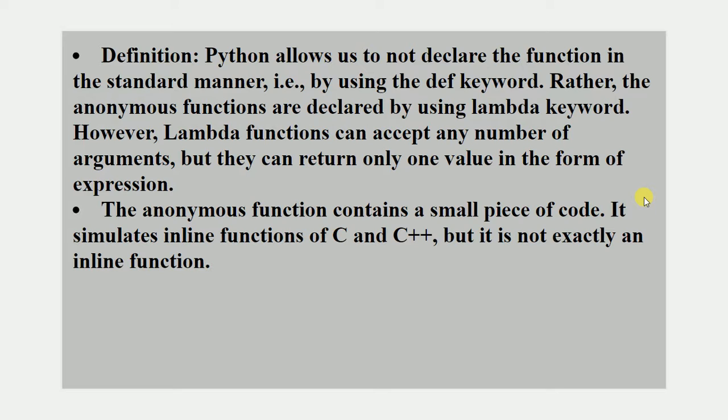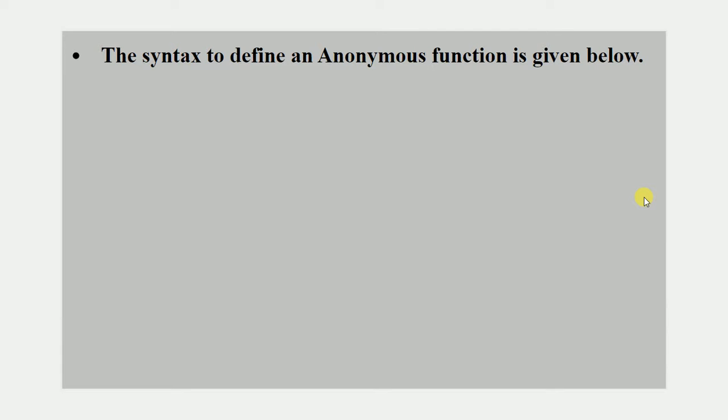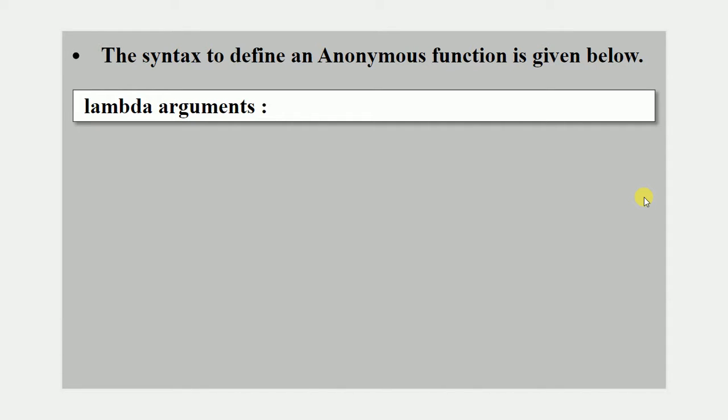In Python we can declare a function as anonymous. So the syntax to define an anonymous function is given below. Lambda arguments: lambda is fixed. Arguments are whatever arguments you need to pass, a, b, c, d, multiple arguments, it's your choice. Expression is something like, you pass a comma b as arguments, and the expression can be a plus b, a multiply b, whatever.